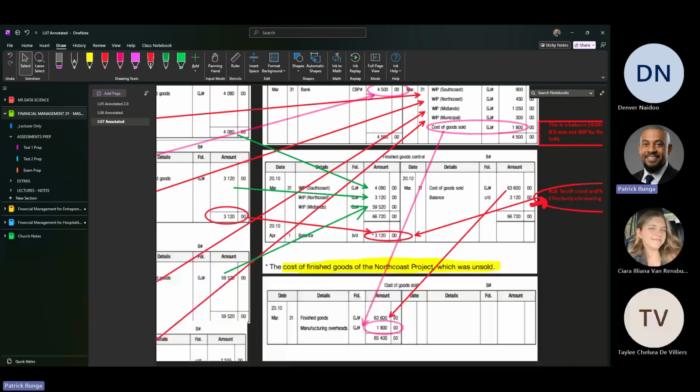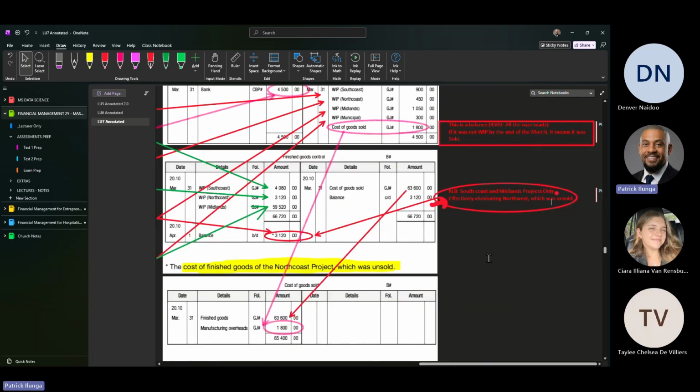So let me hear from you, Denver, Taylor, Sierra. Does that make sense? And that's the good thing of coming to class because you can see this. But I put a note in your OneNote so that you can see this.